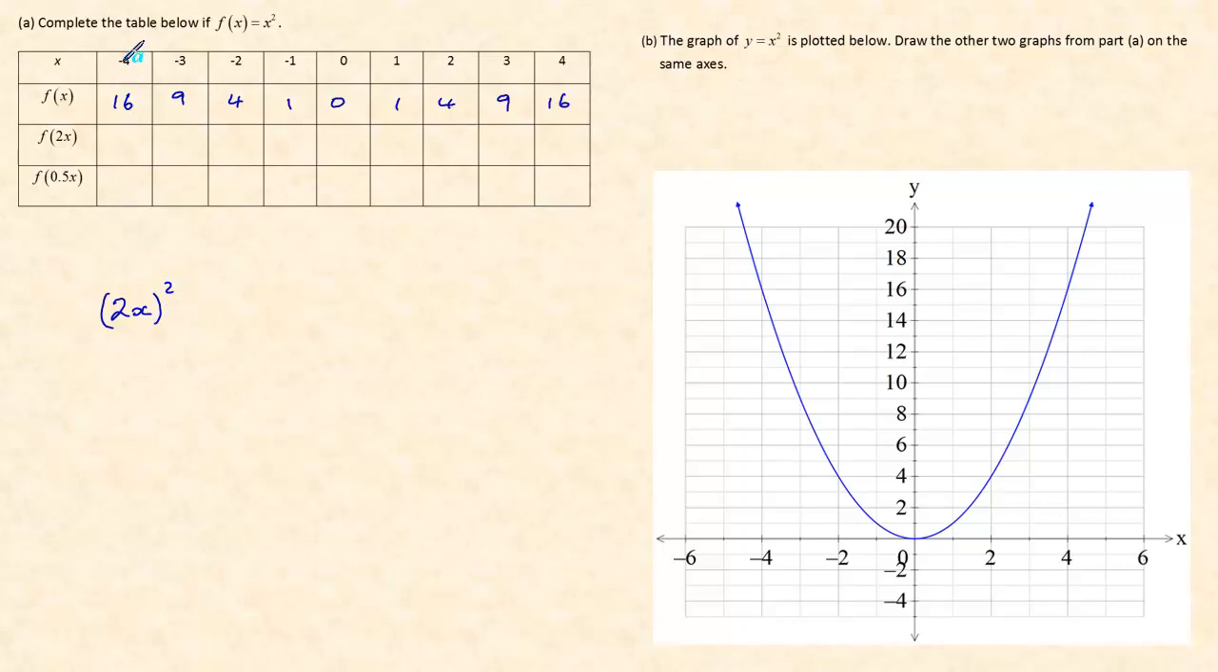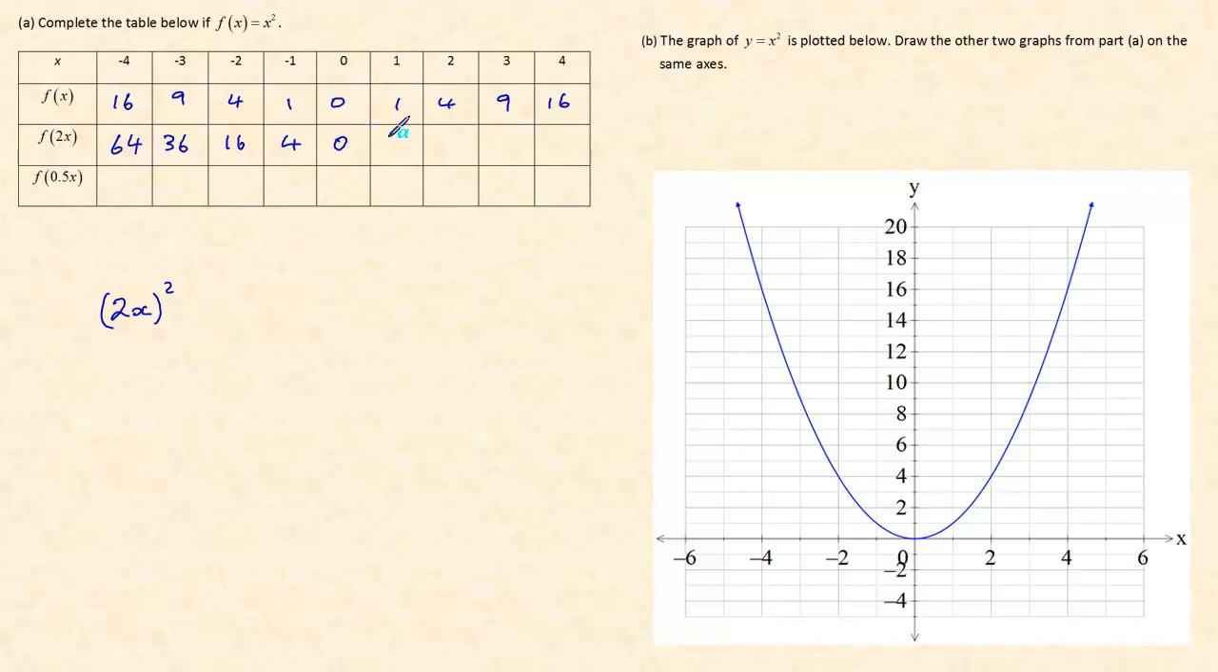So if we input negative 4, that's going to be negative 8 squared, which is 64. Input negative 3, negative 6 squared is 36. For negative 2 we get negative 4 squared, which is 16. For negative 1 we get negative 2 squared, which is 4. Then this one's obviously going to be 0.